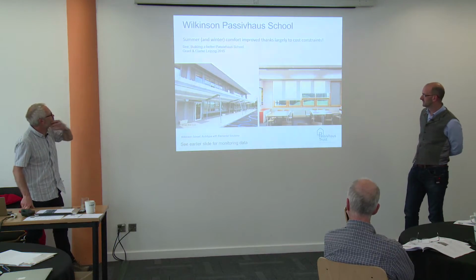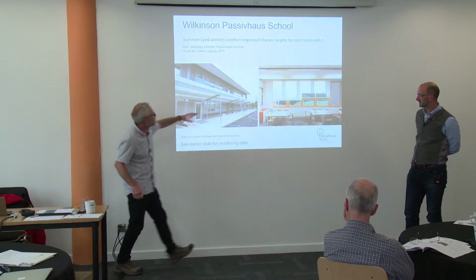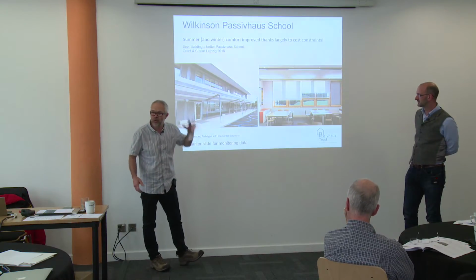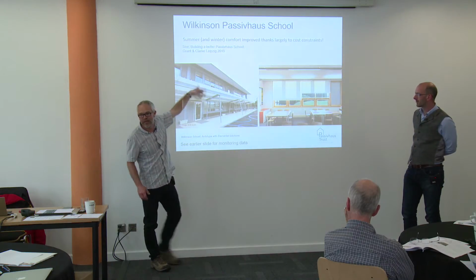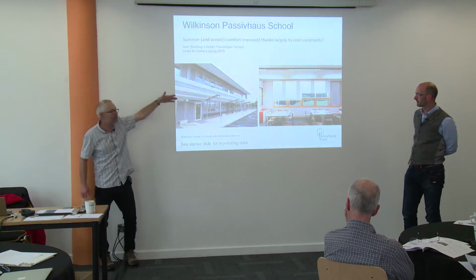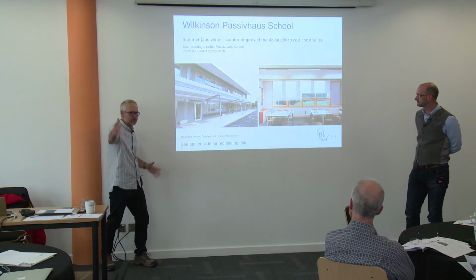And the school. So this is the one we showed the graph of before. So this is Wilkinson. So again, lightweight construction. You saw the temperature graphs. Big overhangs here, which are what the kids play under. So that was a requirement. They're bigger than they look. It's foreshortened by the photo. They're sort of 2 metre.